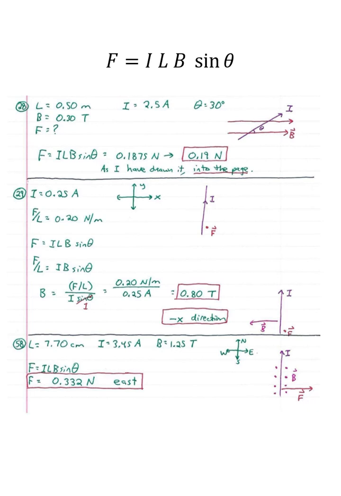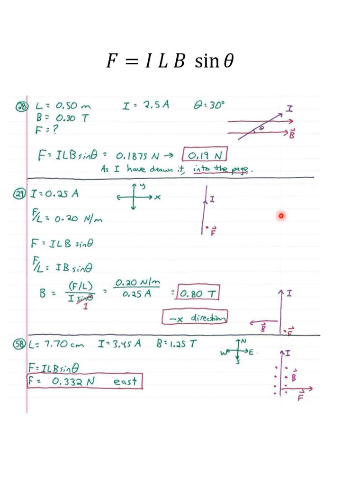Let's look at some examples in the back of the chapter. We'll start with number 28. It says a 50 centimeter long straight wire carries 2.5 amperes. It makes a 30-degree angle with a 0.30 Tesla magnetic field. The strength of the magnetic force on the wire is what? And so we'll use this equation. Here I've drawn the picture, but force is current times length times magnetic field times sine theta, and we get 0.19 newtons. And as I've drawn it, it would go into the page.